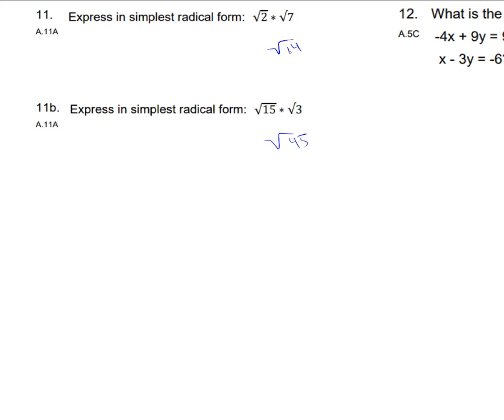So square root of 14 actually doesn't simplify anymore. Like that's it. There's no perfect square that goes into it, so it's just the square root of 14. But this one here, the square root of 45, is actually the square root of 9 and the square root of 5. So this actually becomes 3 square roots of 5. So this one actually can simplify, this one cannot.